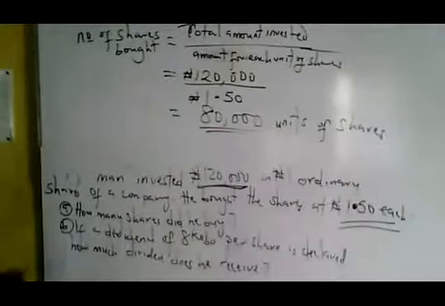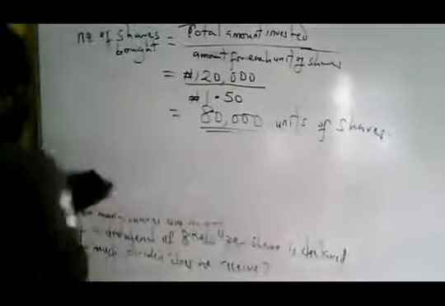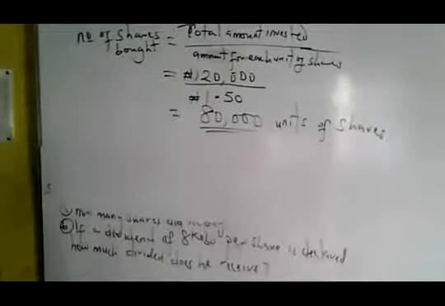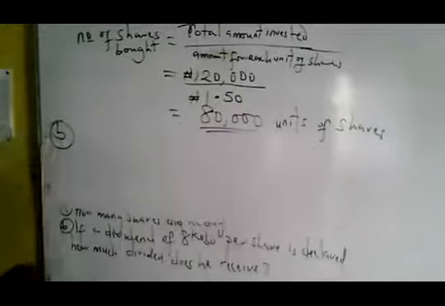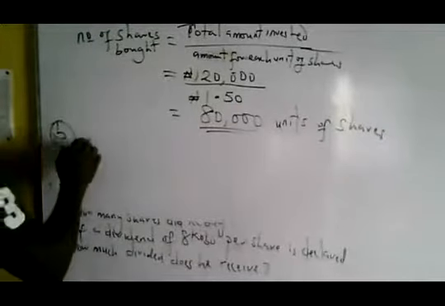Now, if the dividend is 8 kobo at the end of the year, they said that they declared a dividend of 8 kobo per share. So for every unit of share you bought or you acquired, are you following me? For every unit of shares you acquired, you are going to be paid 8 kobo for it. So therefore, at the end of the year, which is B, the man would be what?